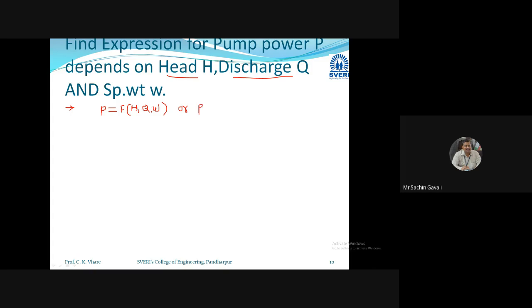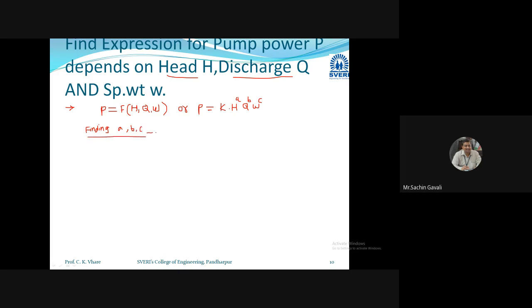Or P is equal to what? We can write P is equal to K into H raised to A, into Q raised to B, and W raised to C. Now we have to find out A, B, C. Finding A, comma B, comma C.